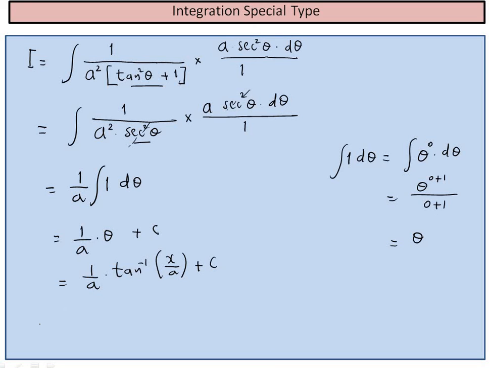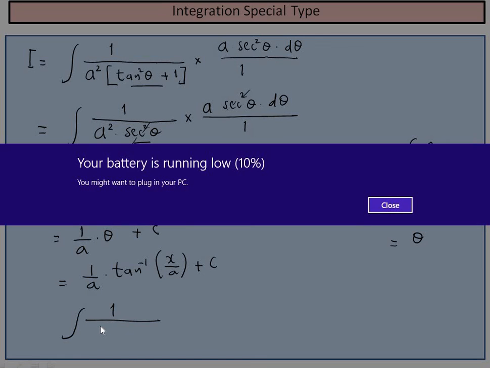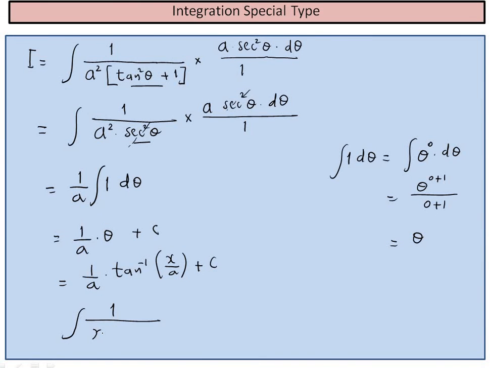So we get the result: integral 1 upon x square plus a square dx is 1 upon a tan inverse x upon a plus c. This is what we had to prove. समझ गए बच्चों? चलो और एक फॉर्मूला हम लोग प्रूव करेंगे.